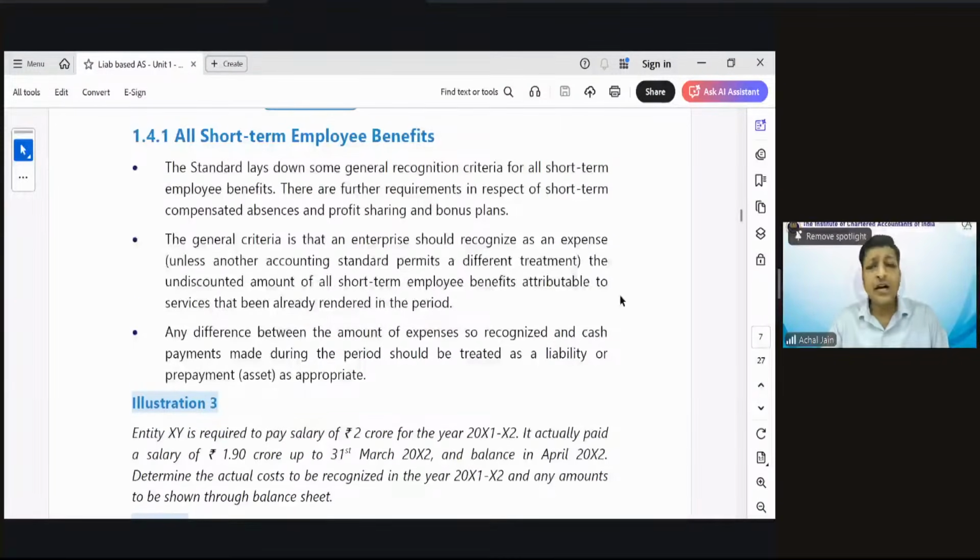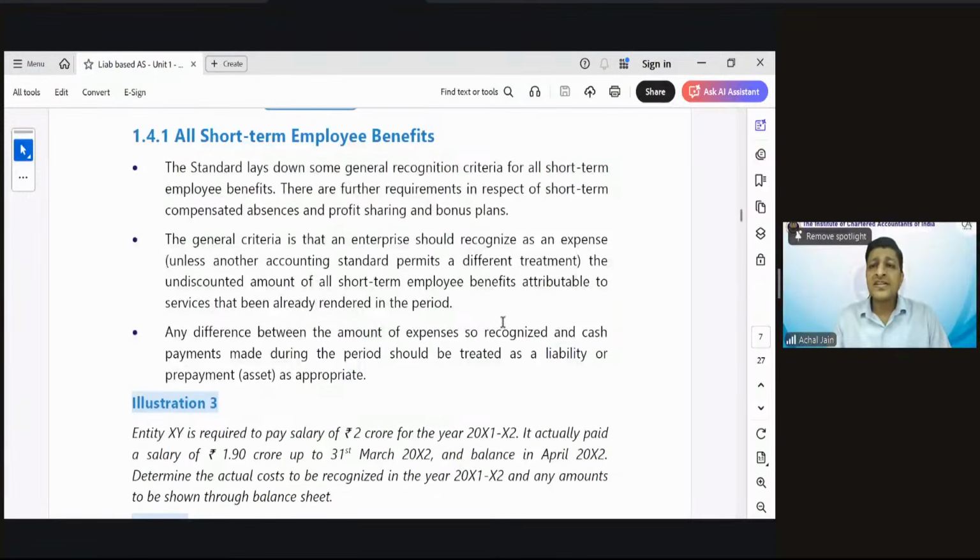Okay. And do you think there is any amount that will be appearing in the balance sheet? Yes, sir. The remaining 10 lakh rupees which is not paid. Okay, right. So now that will be appearing in the balance sheet. Correct. So where do you present that in the balance sheet? Sir, on the liability side. Very good. All right.